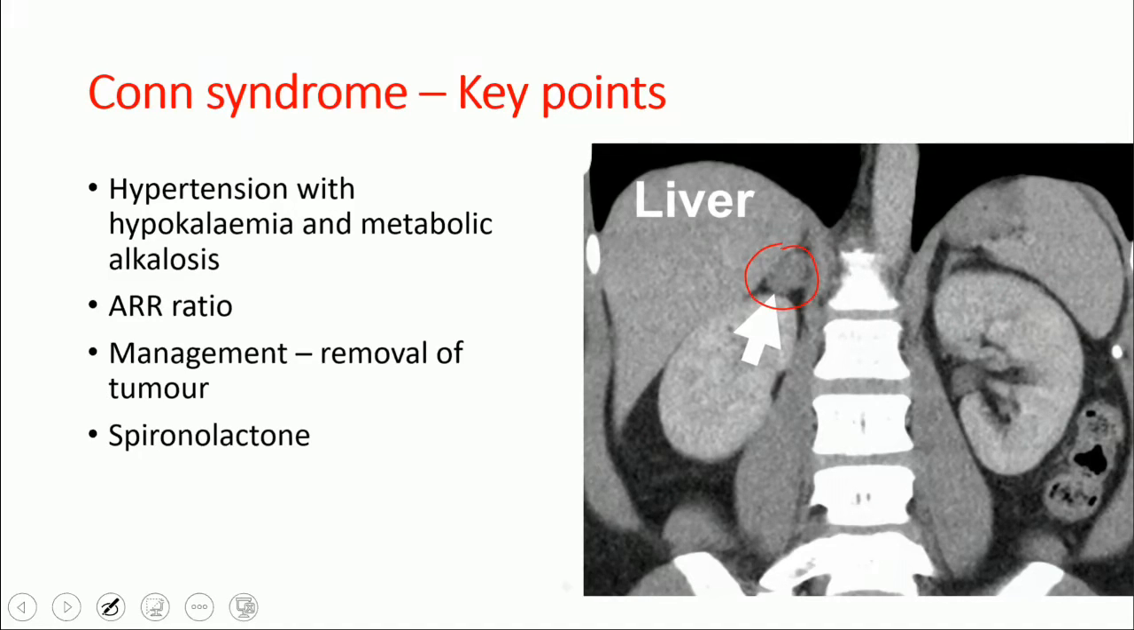Until you offer surgery, you can manage the patient medically by blocking the aldosterone receptor, because it's high aldosterone. The effects of this will be stopped when you block the aldosterone receptor, and that is with spironolactone. So spironolactone is a useful drug to manage the patient medically until you can offer surgery.